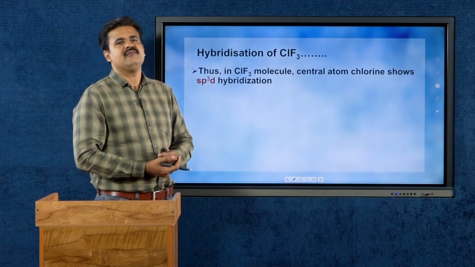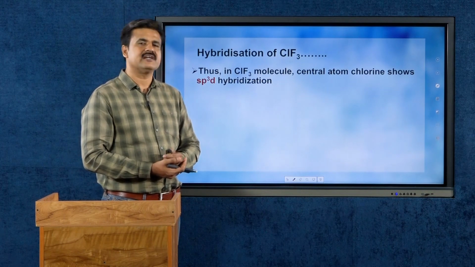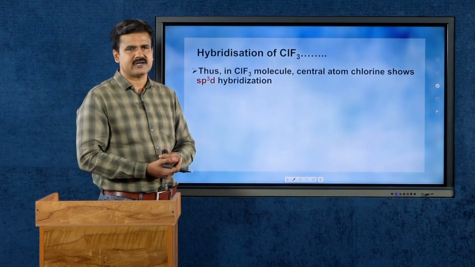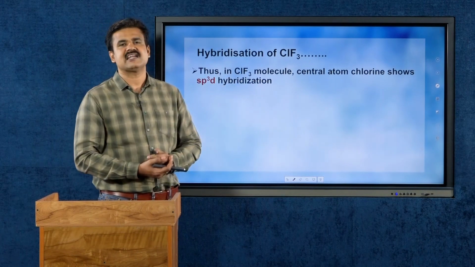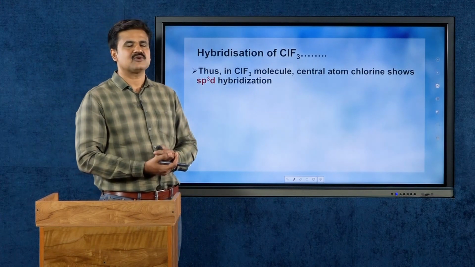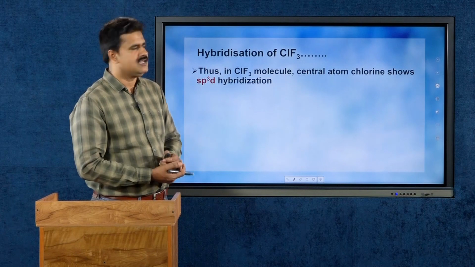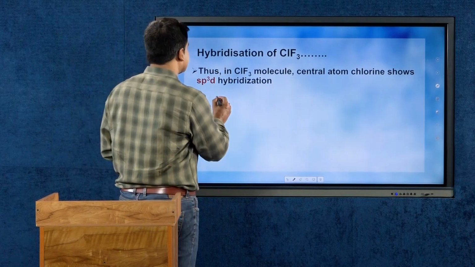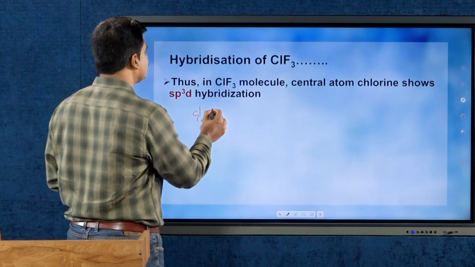Now, we can illustrate the hybridization scheme in ClF3 by taking the electronic configuration of the central atom chlorine. Prior to that, we have already concluded that in the ClF3 molecule, the central atom chlorine shows sp3d hybridization. Now, I am taking the electronic structure to illustrate the sp3d hybridization in ClF3. We know that chlorine is the central atom. Now, I am representing the ground state electronic arrangement of the chlorine atom.